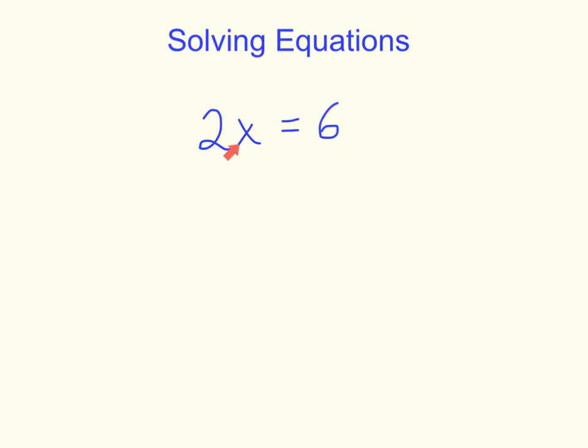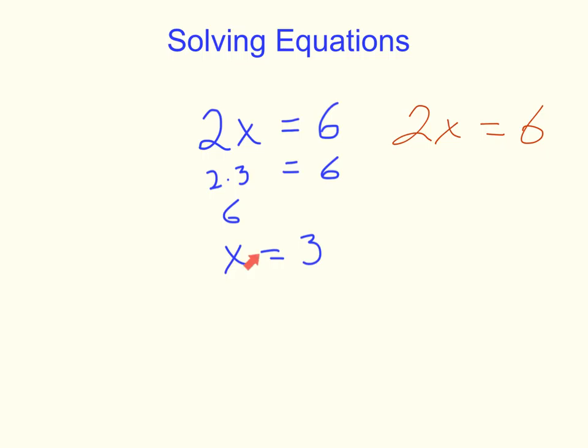So we want to figure out what this number, this x, has to be in order to get these two sides to be equal. In this case, you probably are thinking, well, I know that. If I take 2 times 3, that would give me 6. And we know this side is 6. So in this case, we know x is equal to 3.